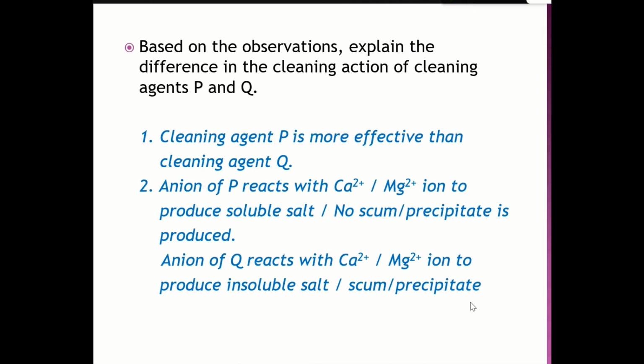So in general, to score point number two, we must have the keyword anion of P, anion of Q, reacts, and then calcium ion, magnesium ion, and then one forms scum, the other does not form scum. This is the part where the majority of students lost the mark, because they don't remember to mention the keyword anion. They just mentioned that P reacts with calcium ion and magnesium ion to form a soluble salt, while Q reacts with calcium ion and magnesium ion to produce an insoluble salt. They miss out the mark because without the keyword of the anion of P or anion of Q. So this is the interesting part of the question.